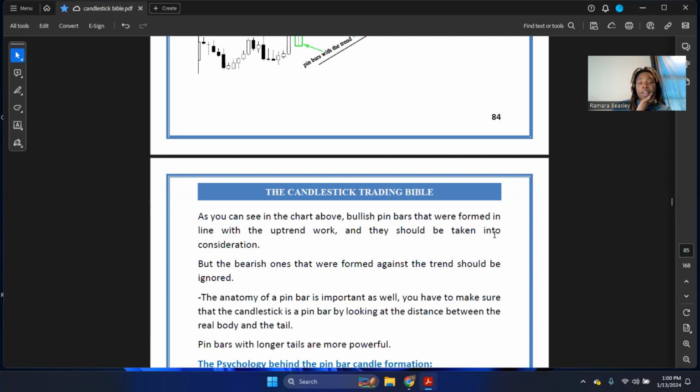The anatomy of a pin bar is important as well. You have to make sure that the candlestick is a pin bar by looking at the distance between the real body and the tail. Pin bars with longer tails are more powerful. I like that.